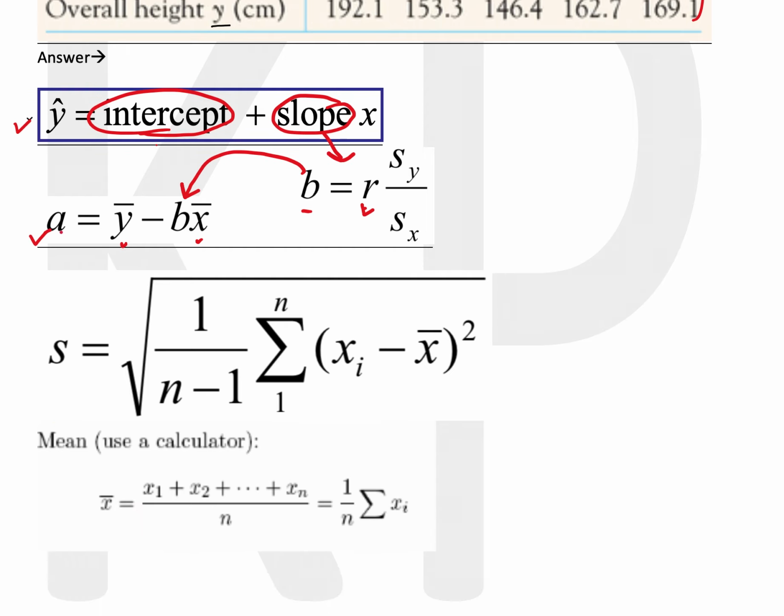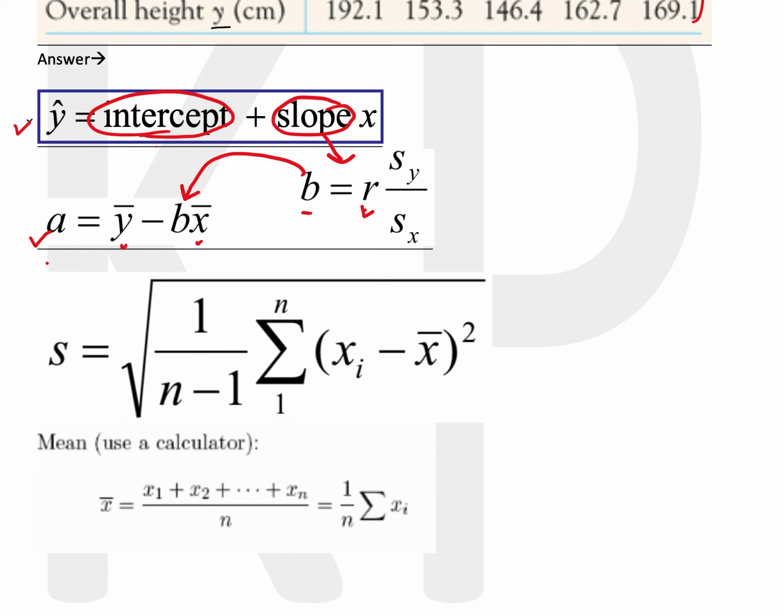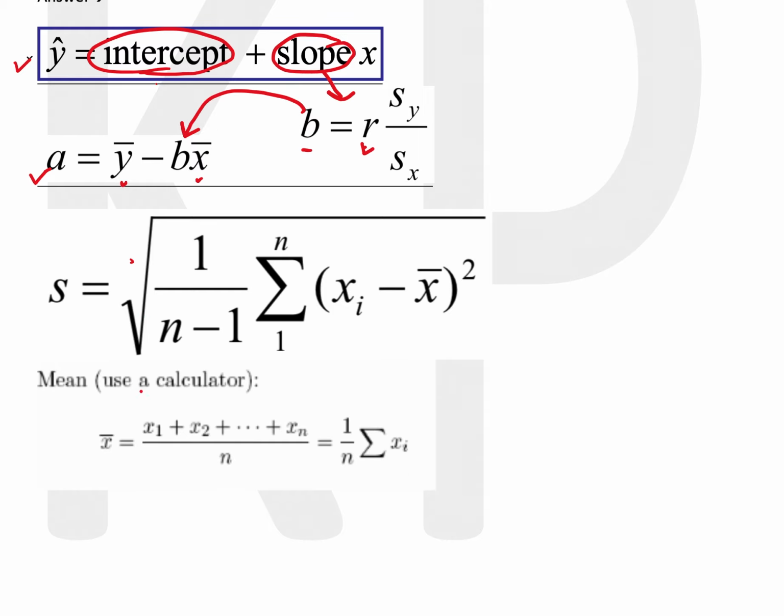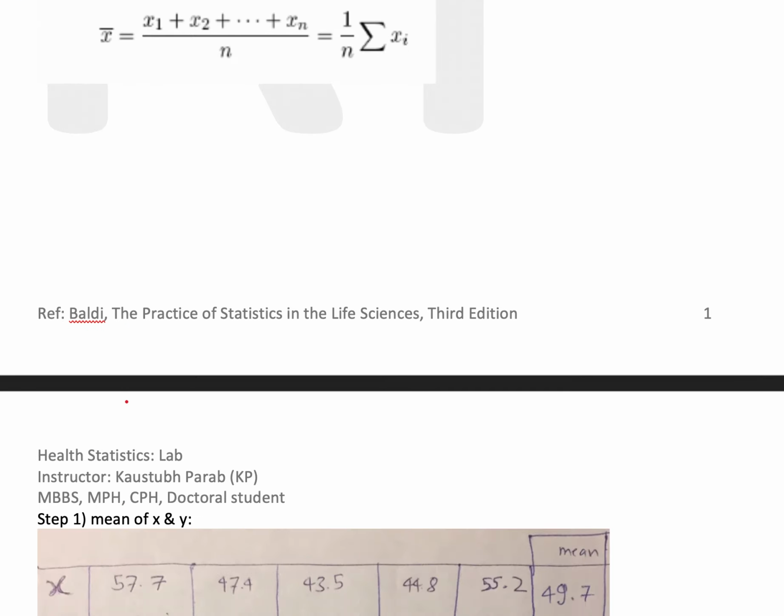You can see that this process is explained in a retrospective manner, so this being the first step, calculating the mean, second the standard deviation for x, third the standard deviation for y, fourth the slope, fifth the intercept, and then you get your final answer of the equation.